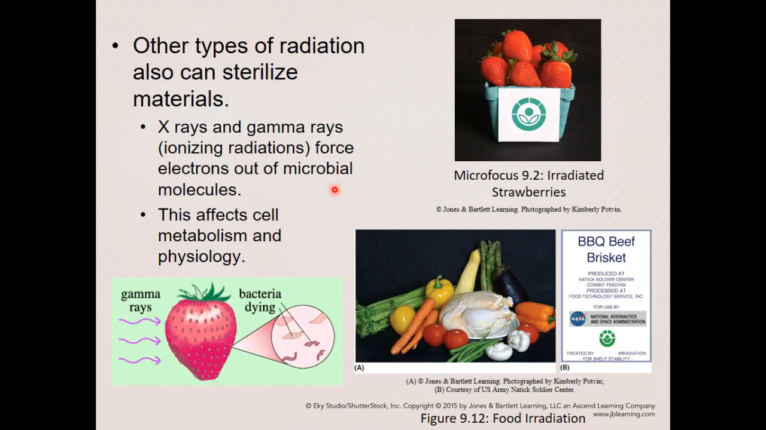Gamma radiation uses ionizing radiation. X radiation and gamma radiation are considered ionizing radiation, where we force electrons out. This causes free radicals that basically kill off the cells, and this affects metabolism, protein production, and the growth of the organism.